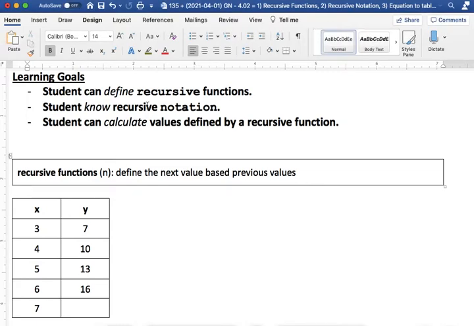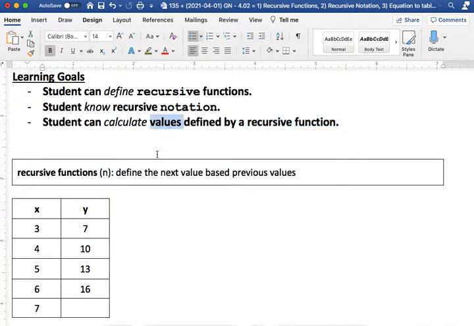In this video, we're going to be talking about recursive functions. Specifically, we're going to define what is a recursive function. We're going to be talking about recursive notation, and we're going to do some examples where we calculate values defined by a recursive function. In other words, we're going to talk about what is a recursive function, how do you write a recursive function, and then we'll do some examples. We'll show how to actually use a recursive function in order to get numbers out of them.